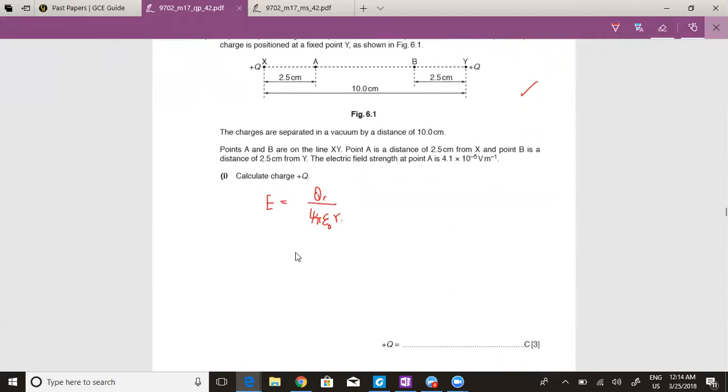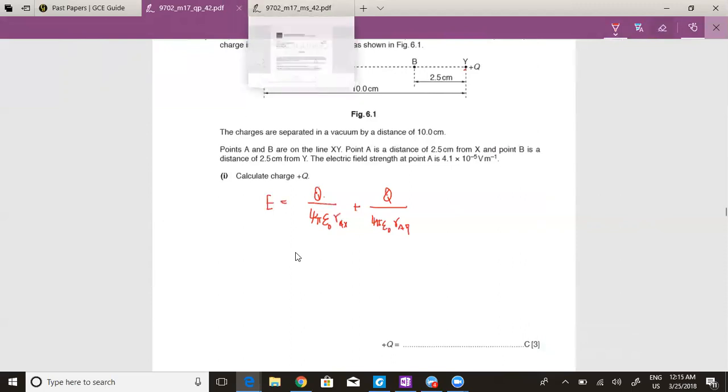Squared. Q won't be squared, what happened? It should be R squared. So this is R AX, and you have Q over 4 pi epsilon naught R QA, so this is AY, from here to here and from here to here. Have I done something wrong? The mark scheme says R squared, so I don't know why you're saying R square. Oh yeah, this is R squared. Sorry.